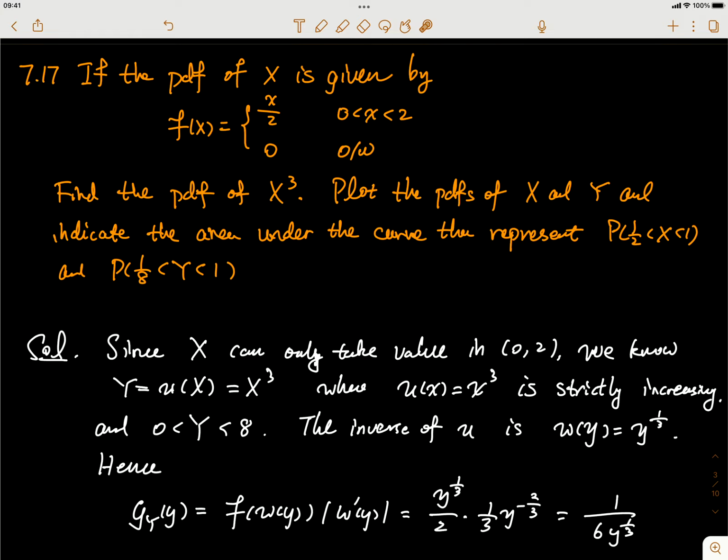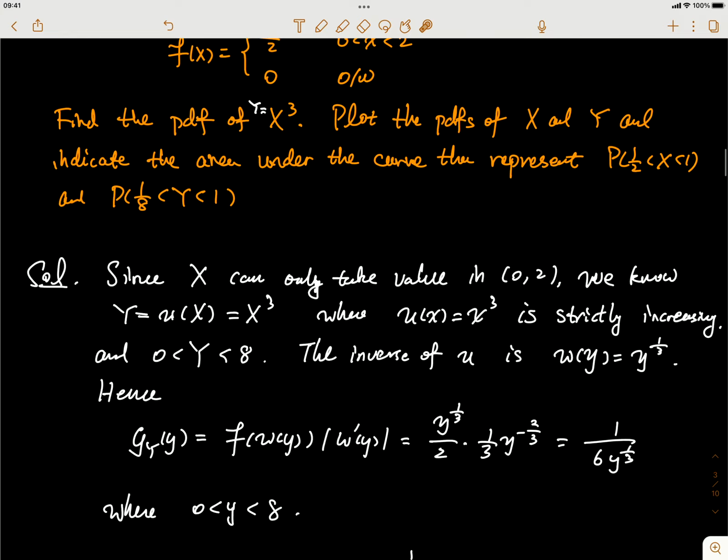Problem 7.17. Suppose we have a PDF of a continuous random variable x that is given by this. The question is to find the PDF of x cubed and plot the PDFs of x and y. Here y is defined to be x cubed. Find the PDF of x and y, and indicate the area under the curve such that they represent these two probabilities. Let's see how to proceed with that.